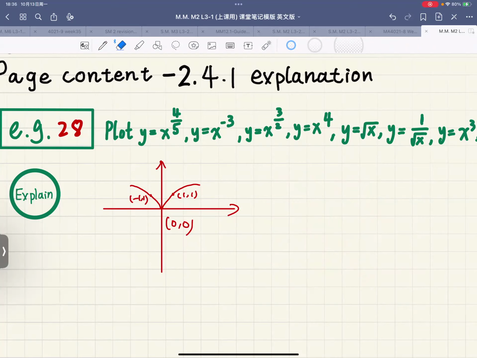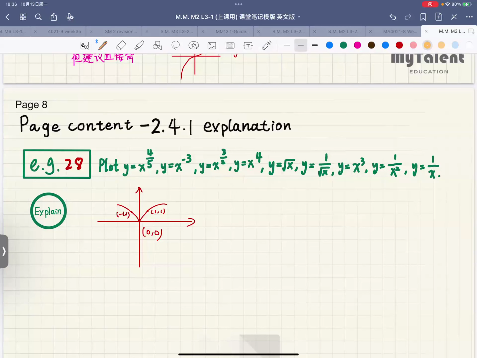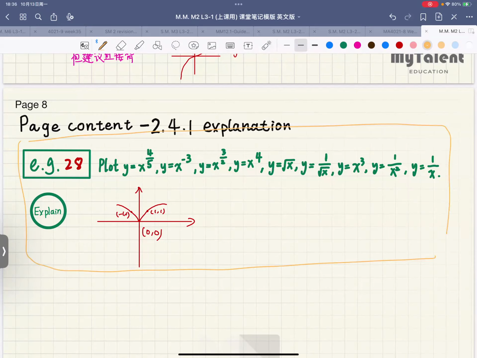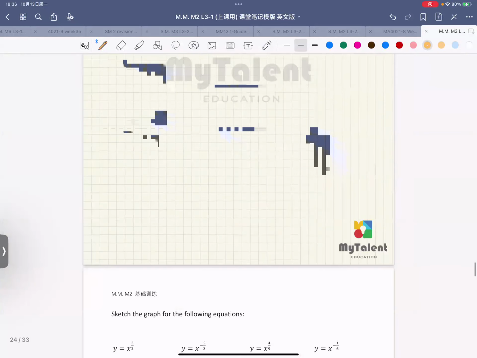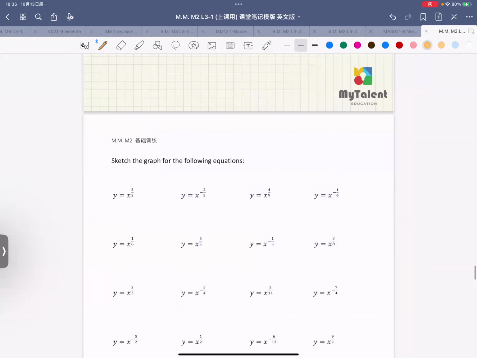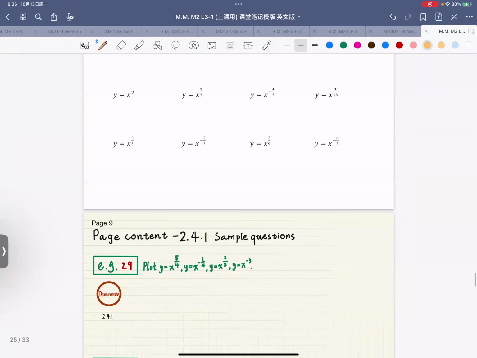Okay, you will see in modules 4, 5, and 6, I use a lot of graphs to solve problems. All right. Okay, I'll leave the rest as homework. So these are homework. You don't need to give me a perfect drawing, just the shape and key points. And also the practice here, sketch the graph for the following equations.